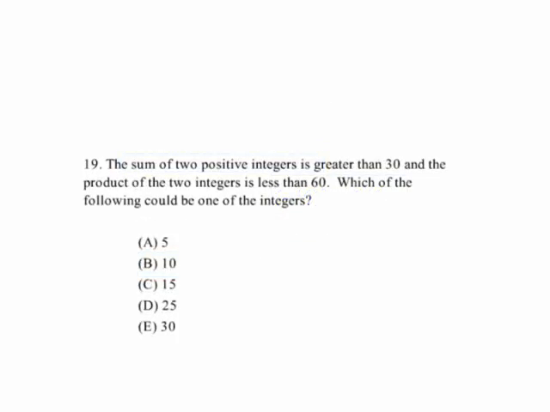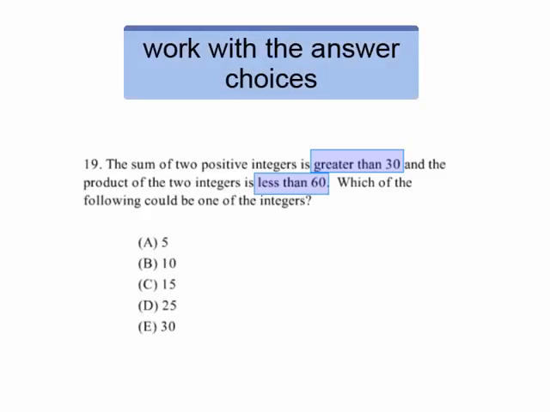This question says that the sum of two positive integers is greater than 30 and the product is less than 60. So which of the following could be one of the integers? In this case, it's easier to work with the answer choices. Work from the answer choices. And what we want to do is target 30. Easiest thing to do is just see what would equal 30 and then work from there.